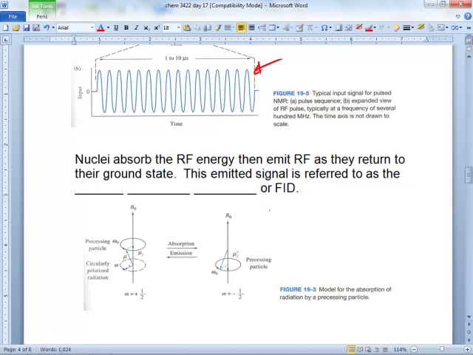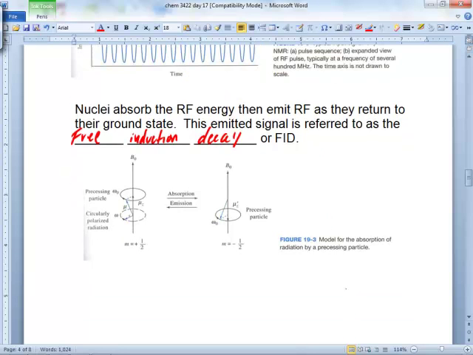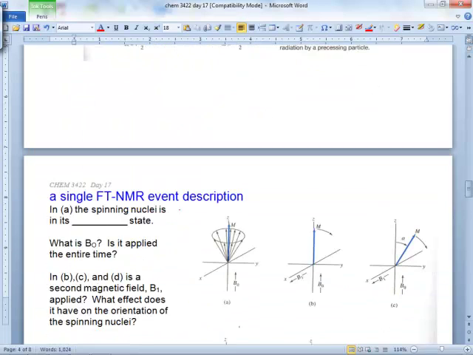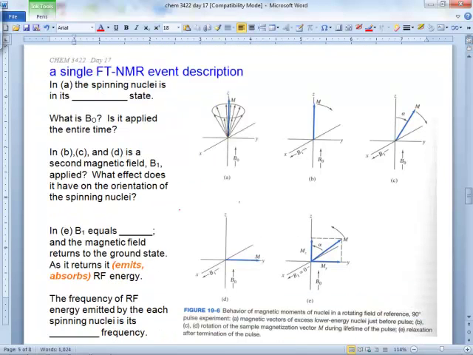What does FID stand for in NMR? Free induction decay. So the little spinning charged particle absorbs energy, then it emits it. A single FT NMR event. So let's take a look at just exactly what's going on.